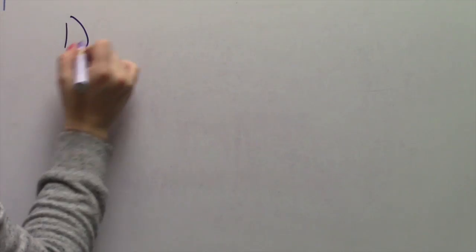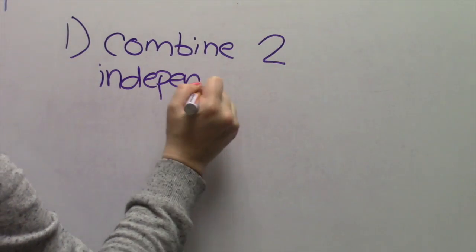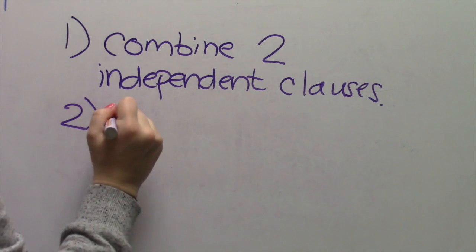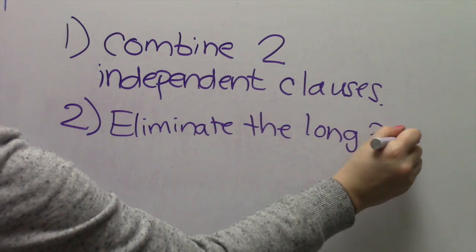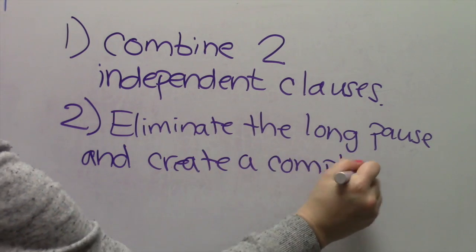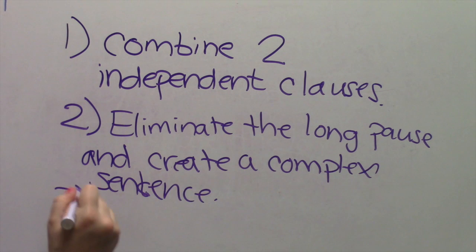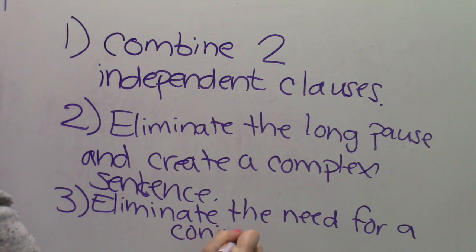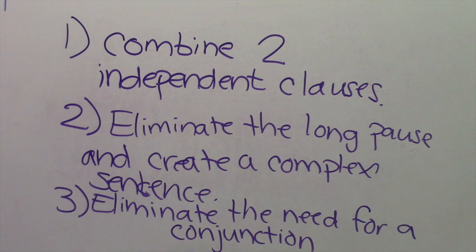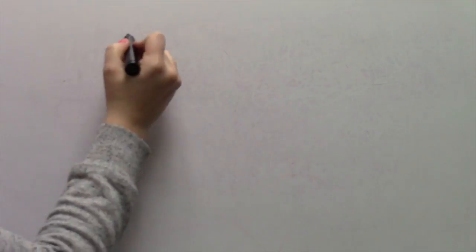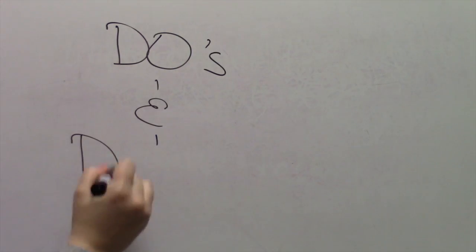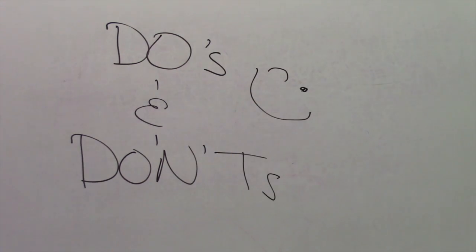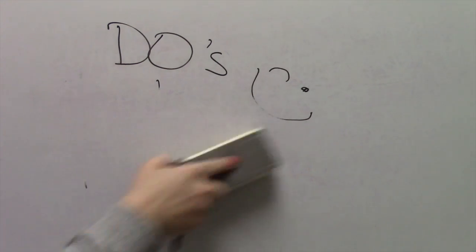So let's see if you can remember what our friend the semicolon just taught us. Well, first, it will combine two independent clauses. It also can eliminate the long pause and create a more complex sentence. Oops, I'm almost out of room. It will also eliminate the need for a conjunction, so it's really, really useful. We're almost done. So now let's talk about some do's and don'ts with our friend the semicolon.